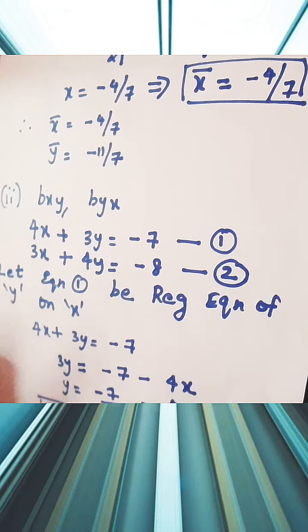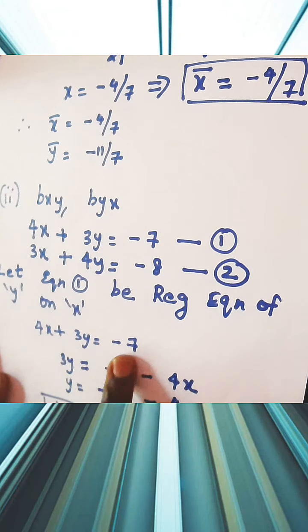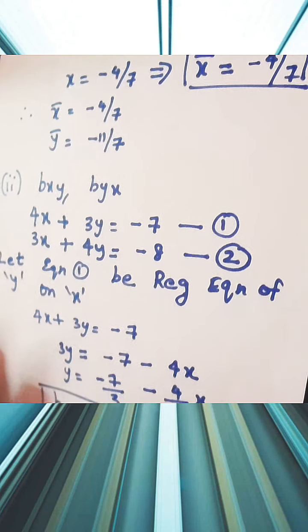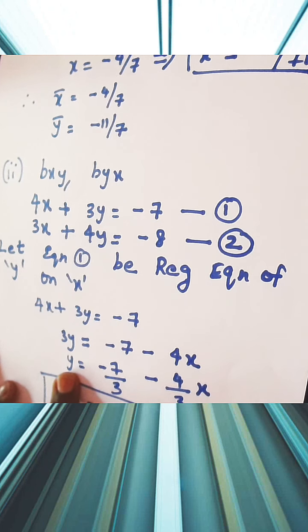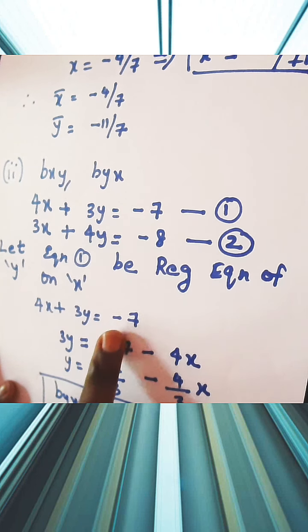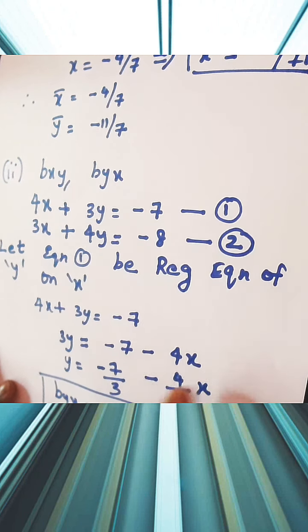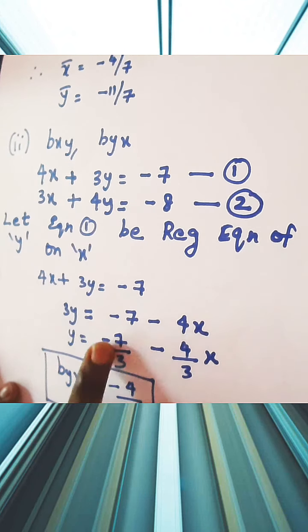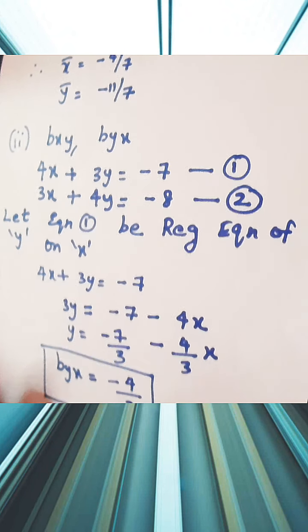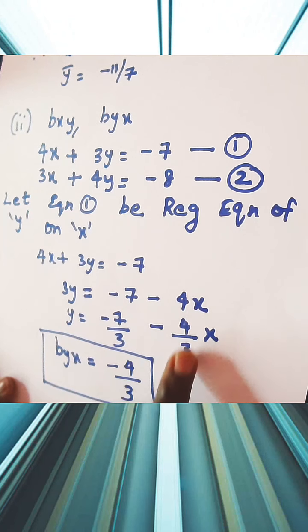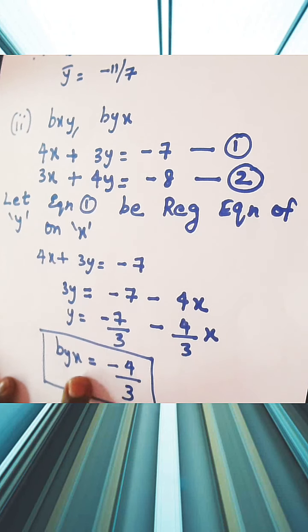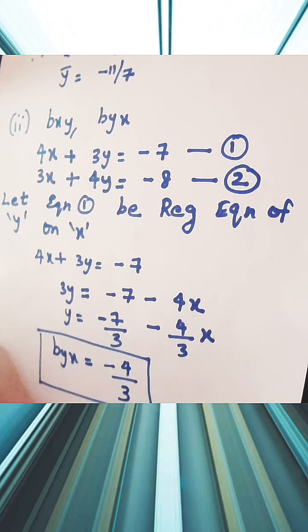For that, we took equation 1 and found y. 3y is equal to -7 - 4x. So y is equal to... 3 is in multiplication, and when it goes to the other side, it becomes division. So y = -7/3 - (4/3)x. Your byx is -4/3.